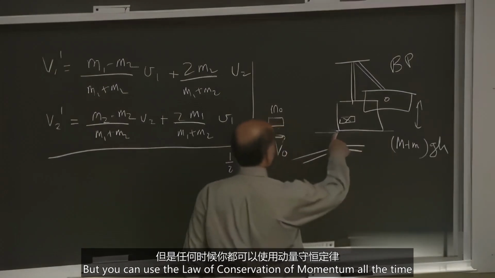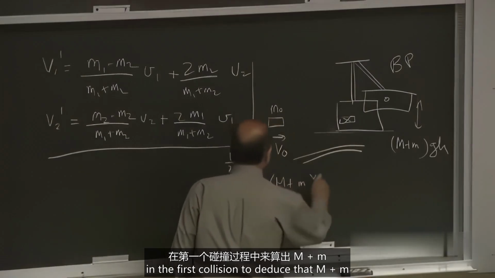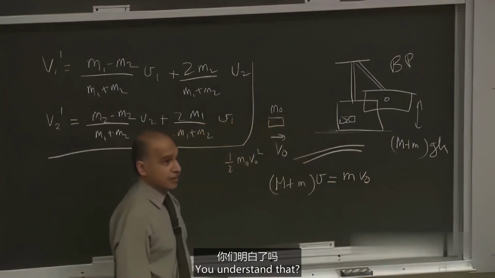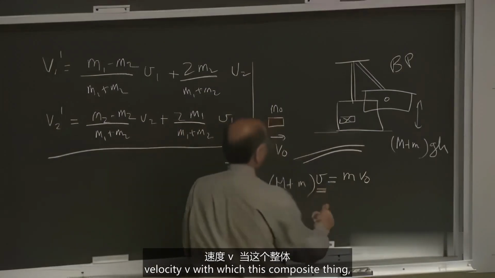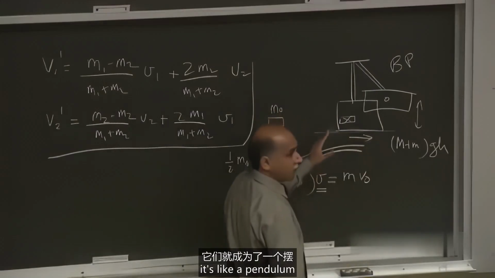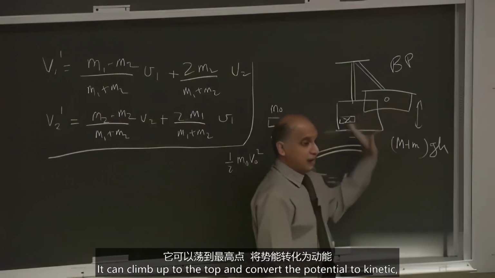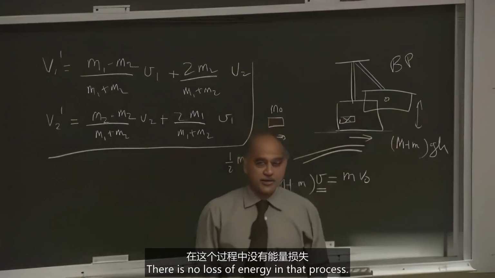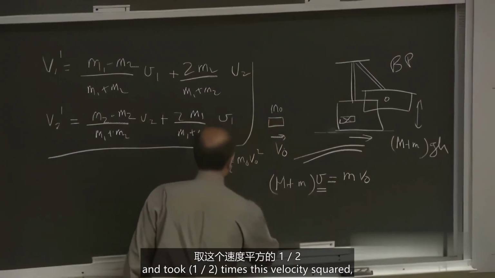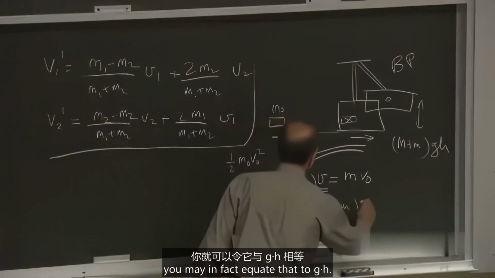It might even catch fire if the bullet's going too fast. But you can use the law of conservation of momentum all the time in the first collision to deduce that (m plus M) times some intermediate velocity v is the incoming momentum. You understand that? From that, you can find the velocity v with which this composite thing, block and bullet, will start moving. Once it starts moving, it's like a pendulum with initial momentum or energy. It can climb up to the top and convert the kinetic to potential. There is no loss of energy in that process. Therefore, if you extract this velocity and take 1/2 (m plus M) times this velocity squared, you may in fact equate that to (m plus M) gh.